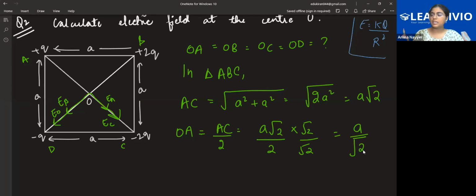Now tell me, diagonal's half is clear. How have we obtained a by root 2? In this question, I am giving a lot of time. So whatever doubts you people are facing right now, answer. This is clear. How have we obtained a by root 2?